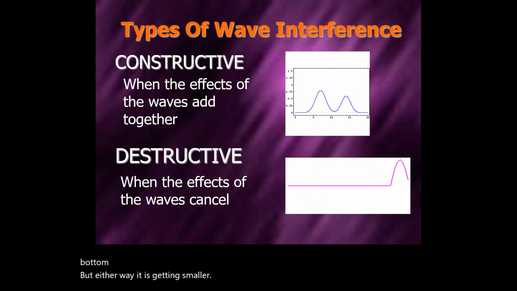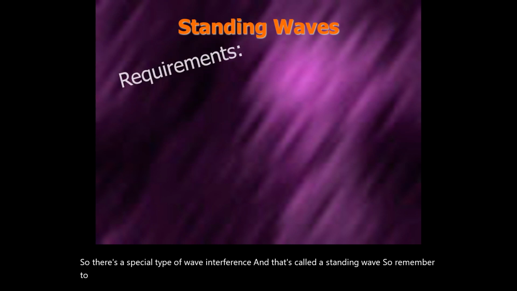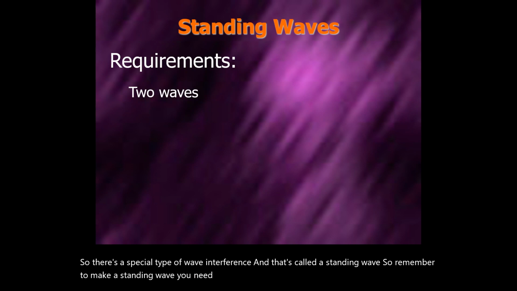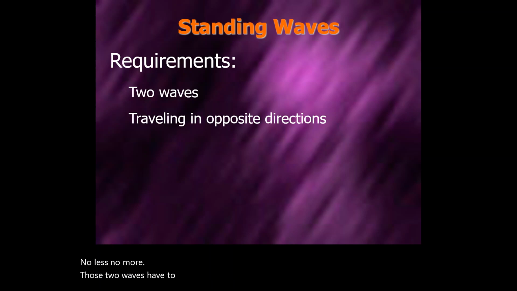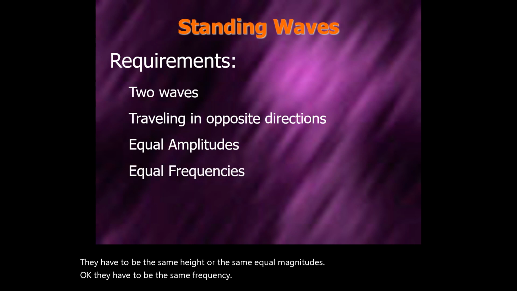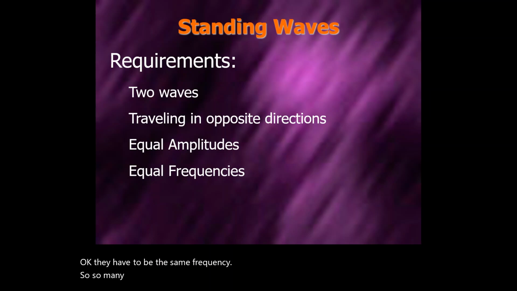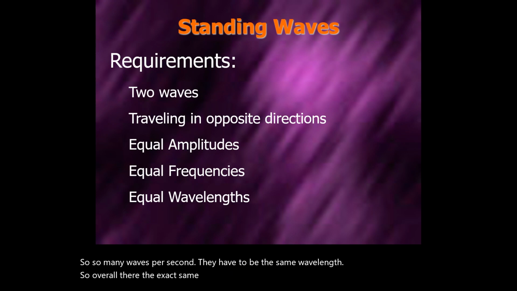So there's a special type of wave interference, and that's called a standing wave. So remember, to make a standing wave, you need exactly two waves. No less, no more. Those two waves have to be traveling in the opposite direction. They have to be the same height or the same equal magnitudes. Okay? They have to be the same frequency. So many waves per second. They have to be the same wavelength. So overall, they are the exact same wave, but they just move in opposite directions.